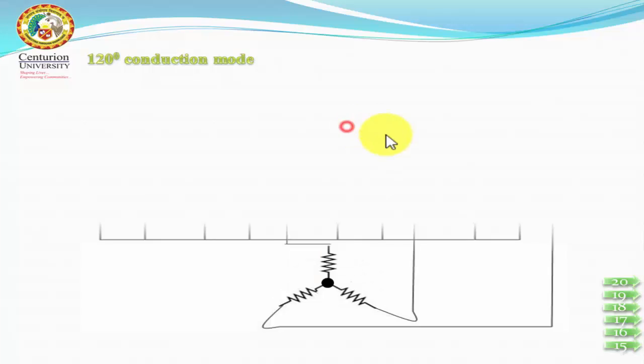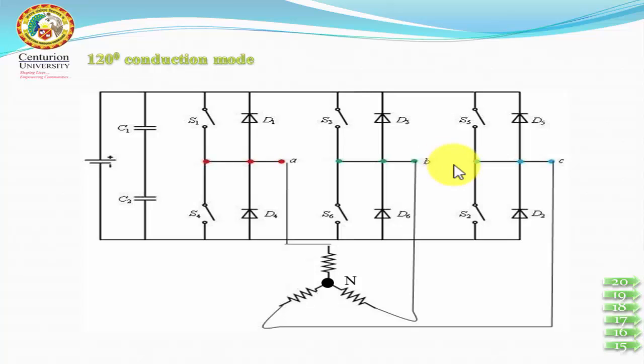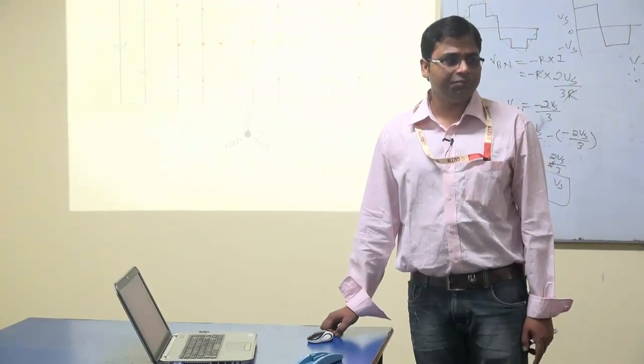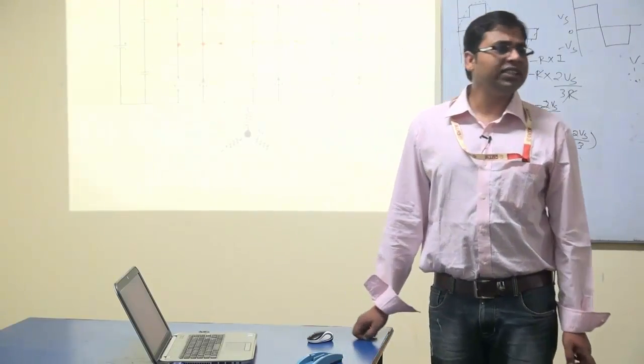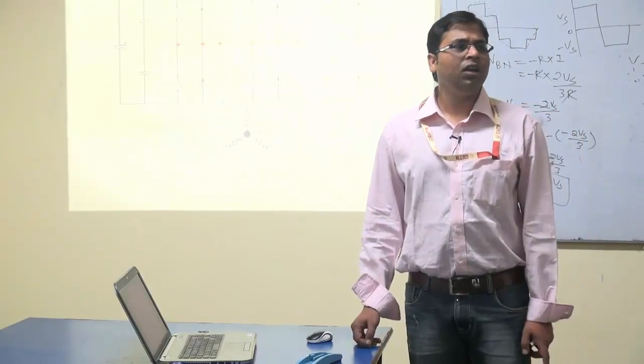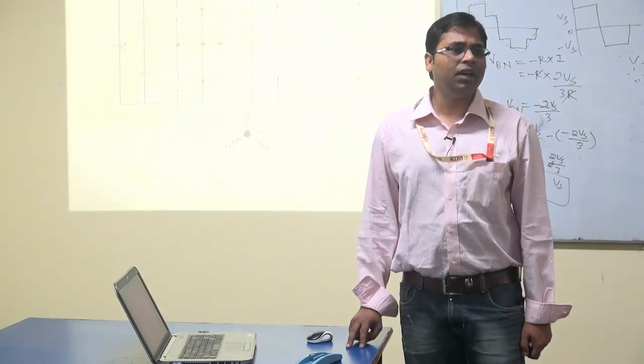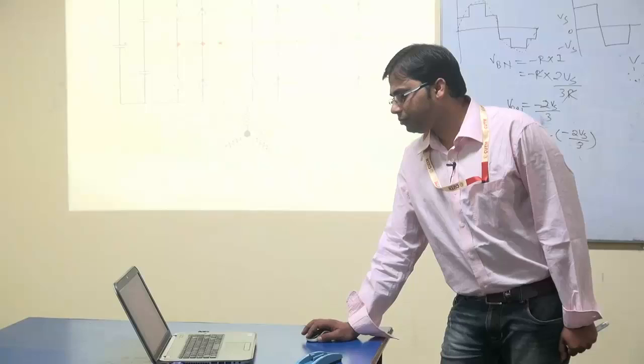That is 180 conduction mode. Next we will see 120. The circuit diagram will certainly remain the same. There is no change at all in the circuit diagram. Only the conduction will change. There, 3 switches are conducting at a time. Here, only 2 switches will be conducting at a time.